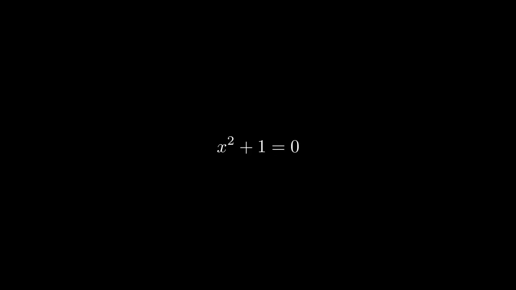Consider the equation x squared plus 1 equals 0. Rearranging it leaves us searching for a number whose square is -1. Looking at a standard number line, we see the issue. Squaring +1 gives 1, and squaring -1 also gives 1. Real numbers never square to a negative.